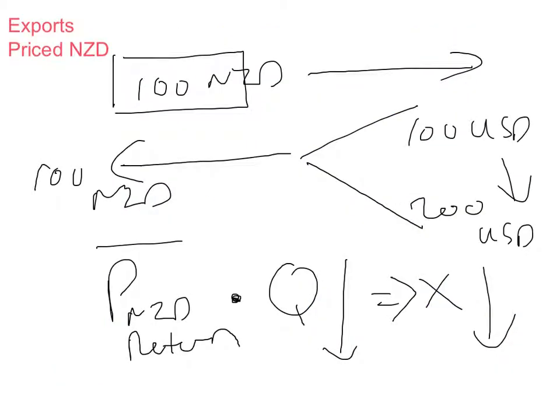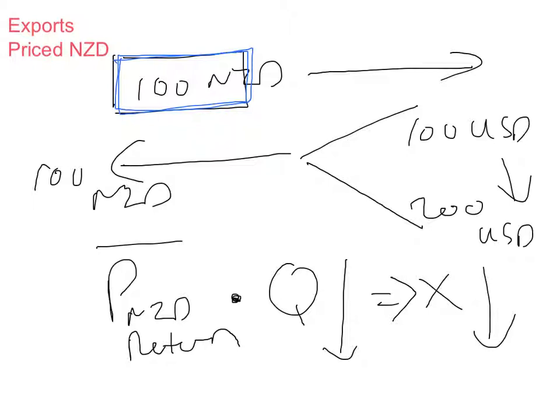Good, got it. Now here's the other export situation where we've got exports priced in New Zealand dollars. Now that previous one that we looked at could be for something like milk powder. This one is for export education.